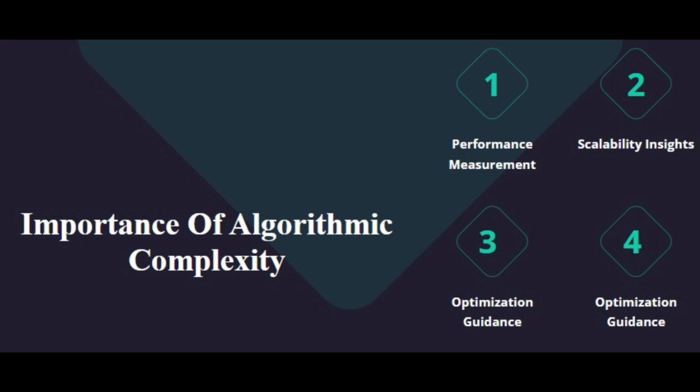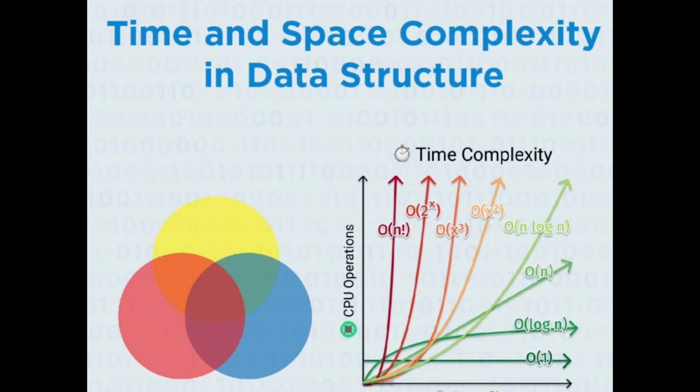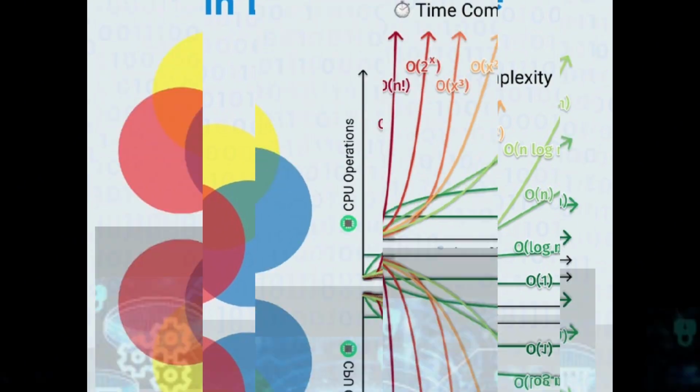Importance of algorithmic complexity. First, performance measurement. Algorithmic complexity provides a framework for measuring the performance of algorithms in terms of time and space. Understanding this complexity helps in evaluating how algorithms will function under various input sizes and conditions.